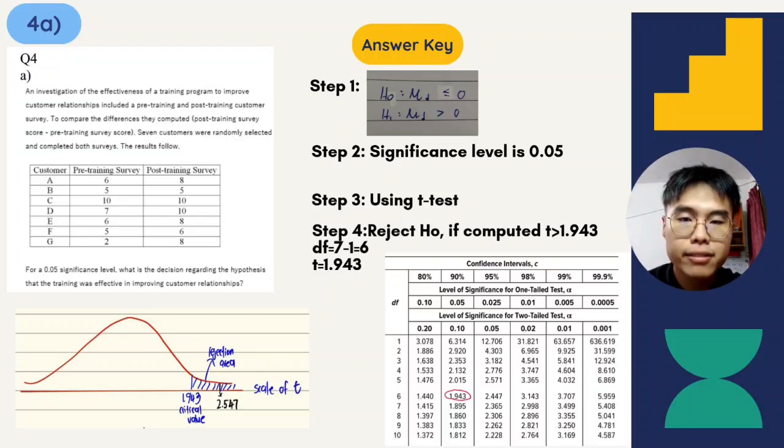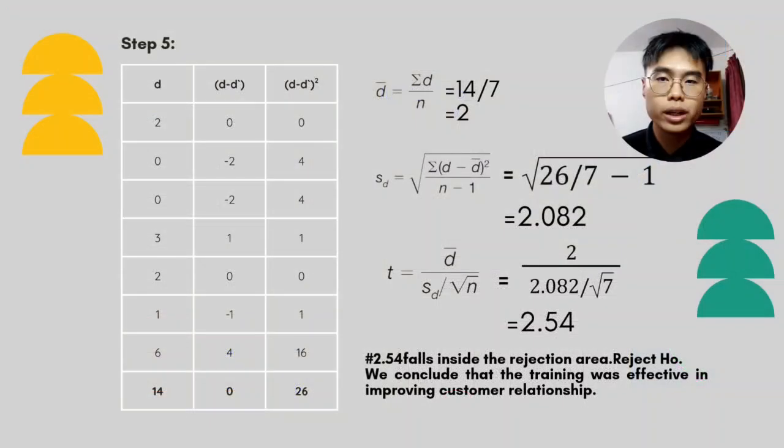Then we go to the t table and find df 6. Because this question is more than, which means a one-tailed test, the right-tailed test, we find the significance level in the one-tailed row. Then draw a graph, a normal distribution, and the values more than 1.943 are the rejection area. And last, step 5: compute the t value, make a decision, and interpret the result.